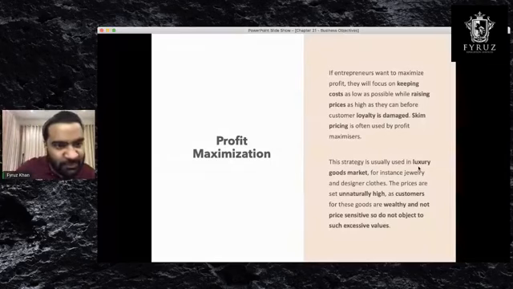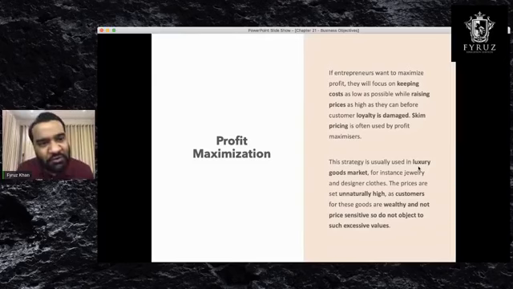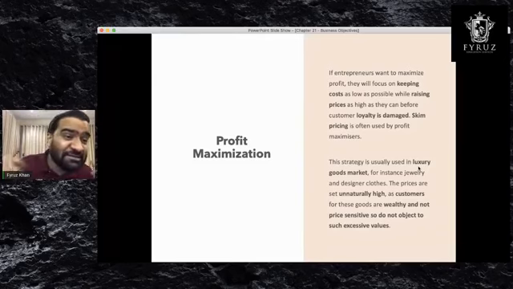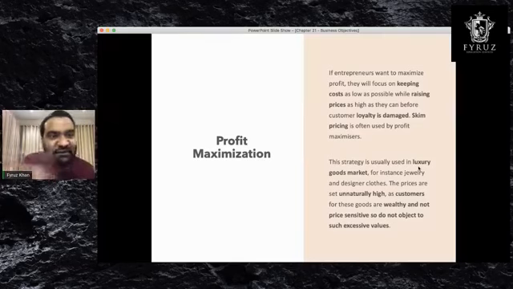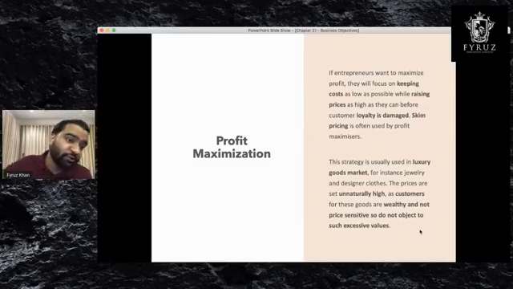Their products will be made at a very cheap price, like the iPhone. Probably an iPhone will cost only $200 or $300 to make, but then they will sell it for $1,100, $1,200. See the difference, see the gap. They will sell it to wealthy people, and wealthy people are not price sensitive. They do not mind spending so much money on a product. So that is profit maximization.